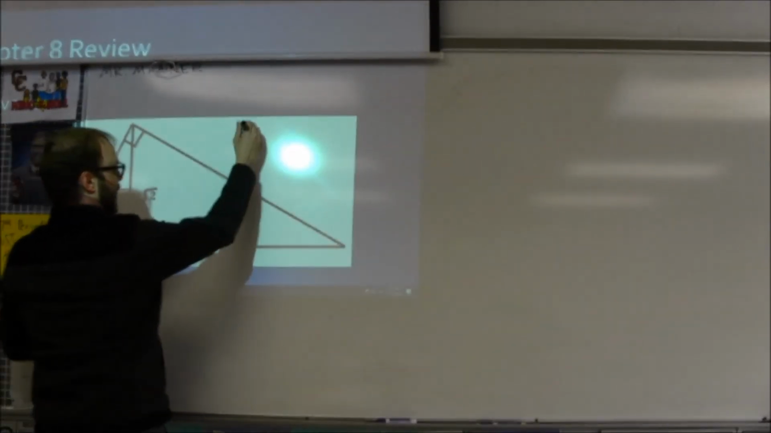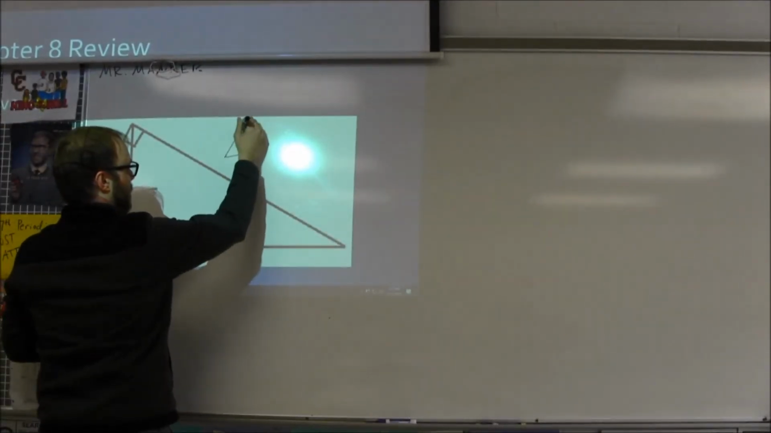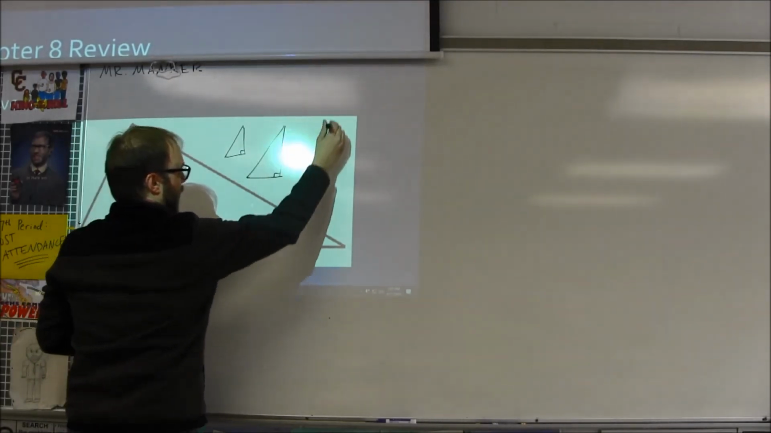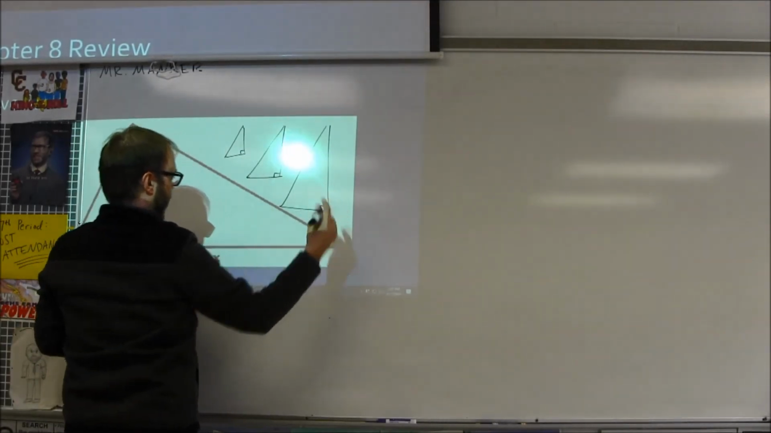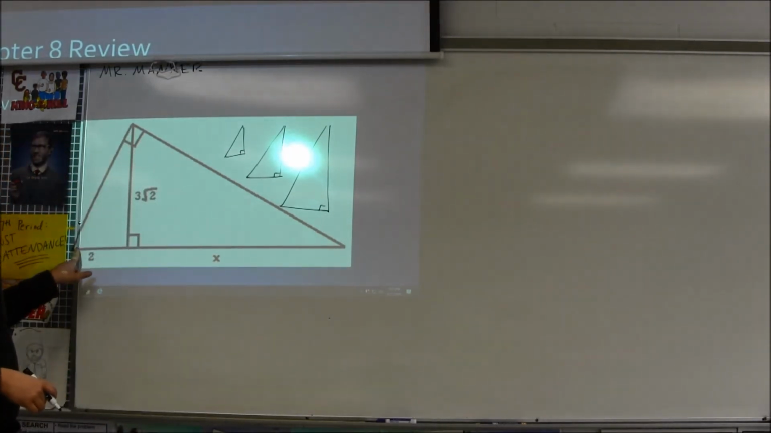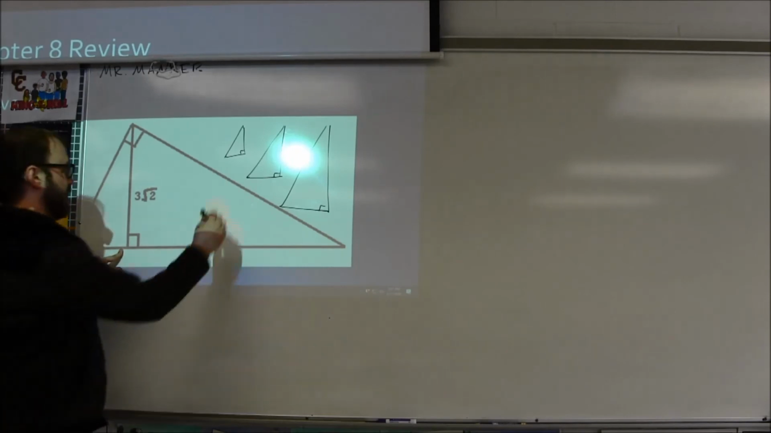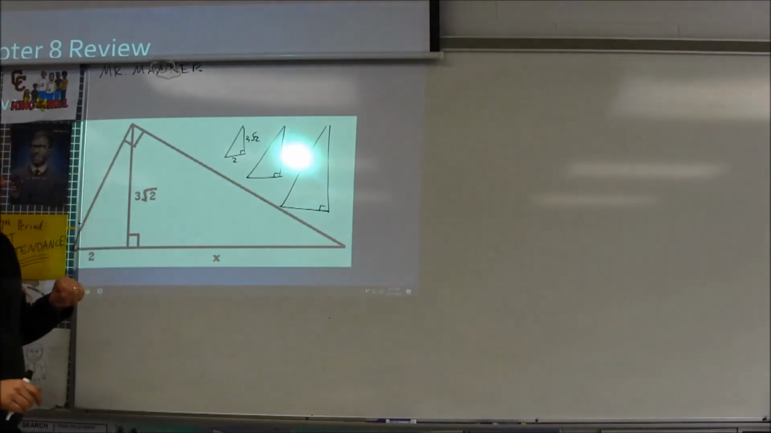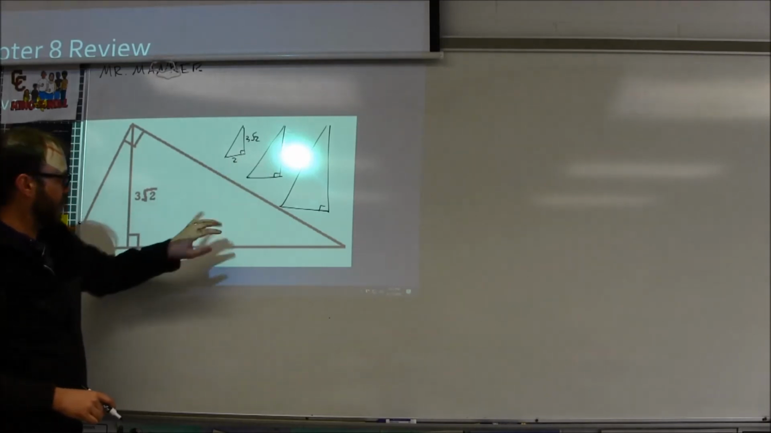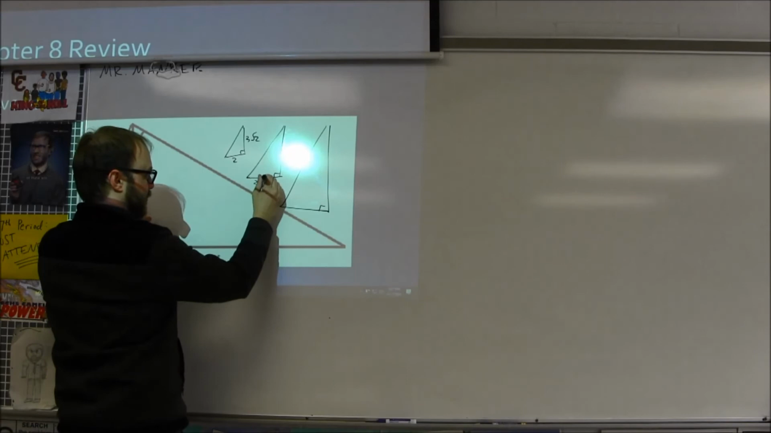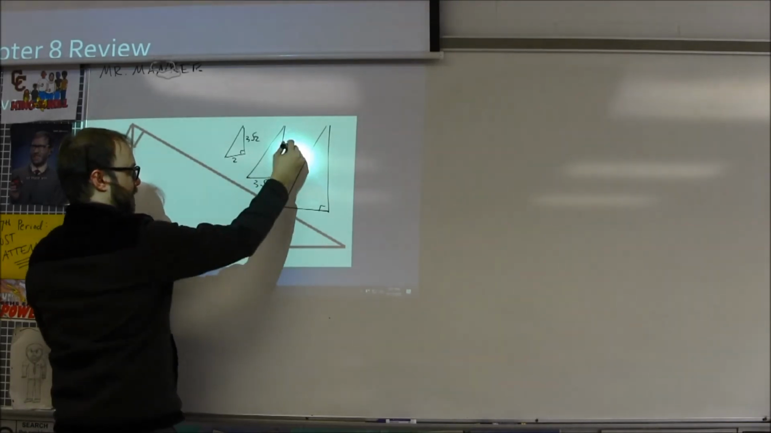So basically I'm going to have a little right triangle, I'm going to have a middle right triangle, I'm going to have a big right triangle. Those are the three pieces that make up this original diagram. The little triangle has a short leg of 2 and, sorry, a long leg of 3 radical 2. The middle triangle, which is represented here in the diagram, has a short side of 3 radical 2 and has a long leg of x.